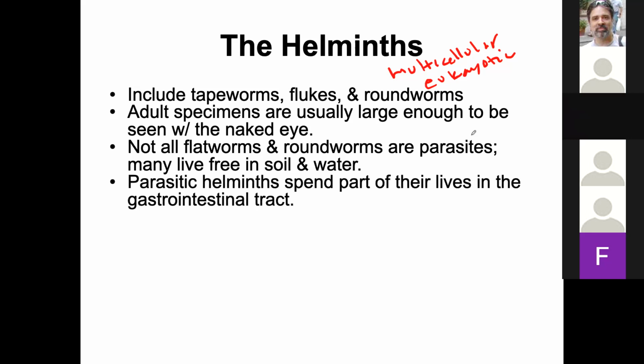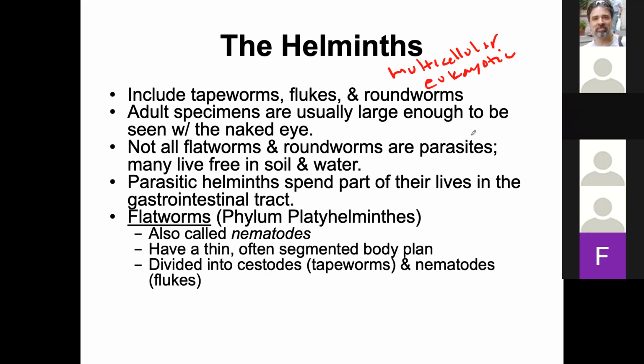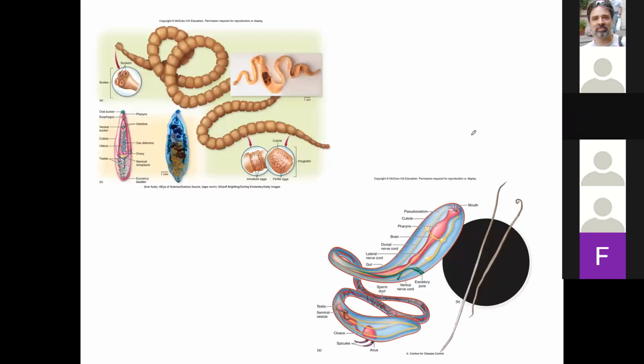Some flatworms and roundworms are parasites, but a lot live free in soil and water. Parasitic helminths spend some of their lives in the GI tract of the host. Flatworms have a thin, segmented body plan and can be divided into the cestodes, which are tapeworms, and the trematodes, which are flukes. The roundworms have an elongated, cylindrical, unsegmented body. So you can see some examples of these here, right?